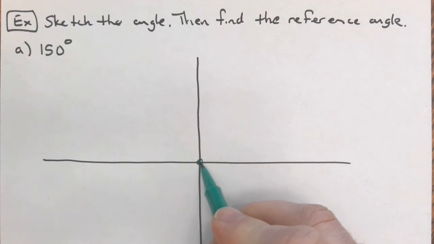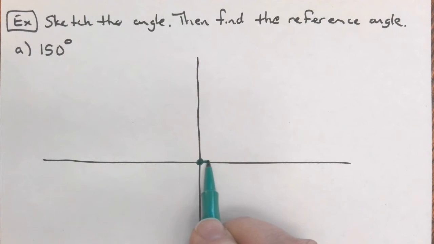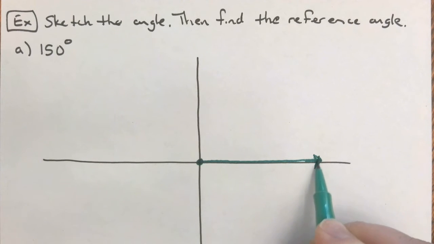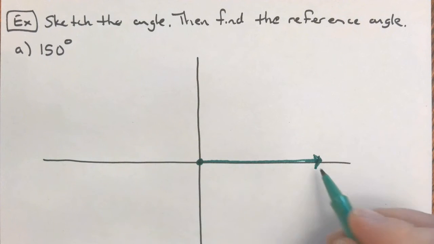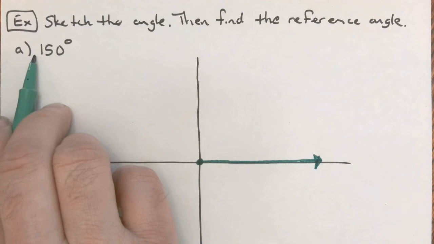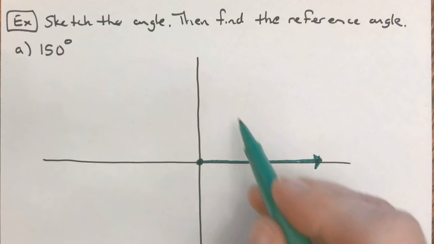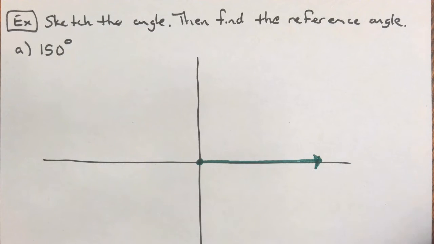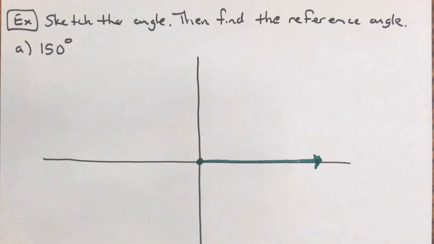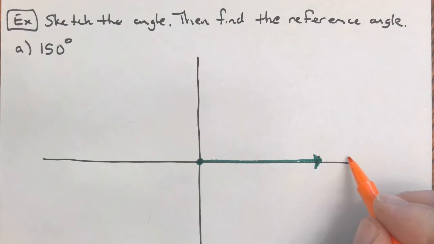That means we want to think of it kind of like a spinner, and the initial side, where we're going to start with our spinner, is on the positive x-axis. And then we take a look at our angle, and our angle is positive. If you're spinning in a positive direction, that is counterclockwise. And we want to go 150 degrees. Well, right here, as we're starting, that's where 0 degrees would be.